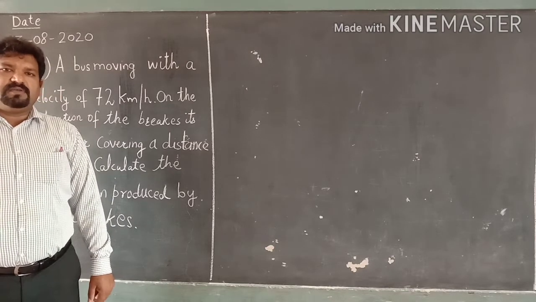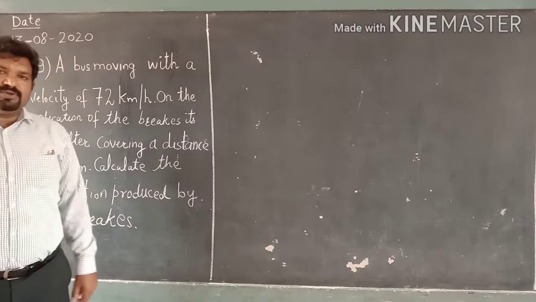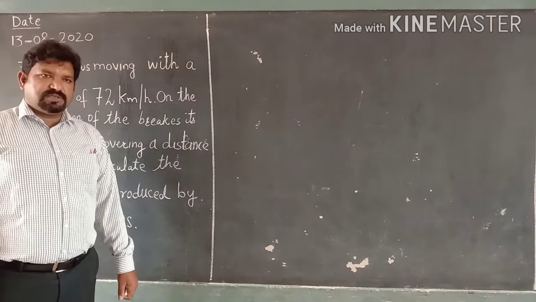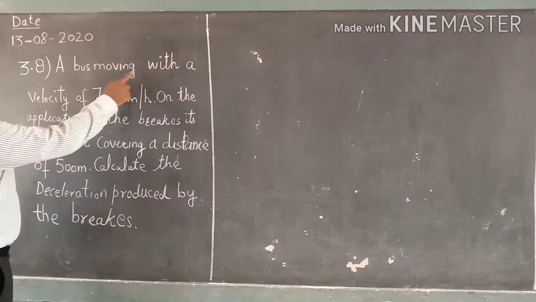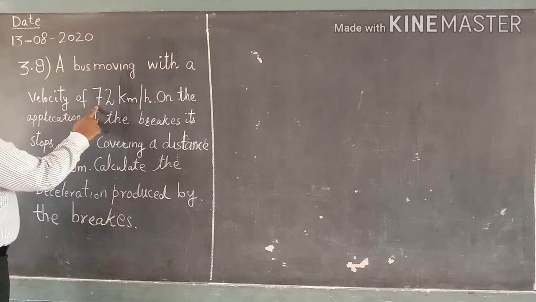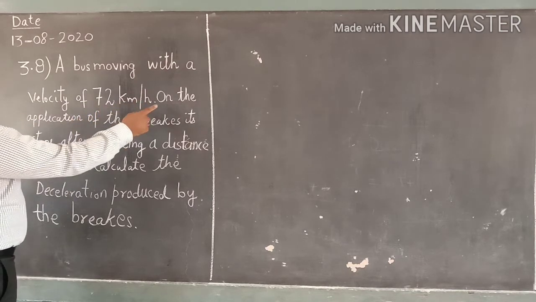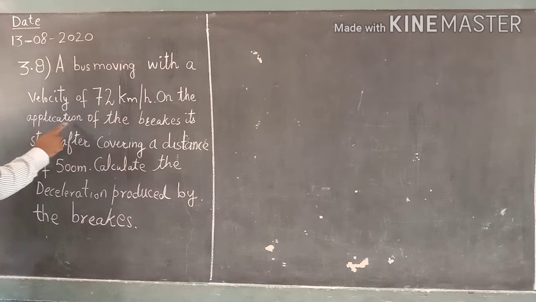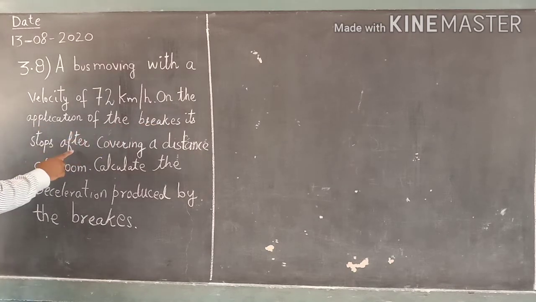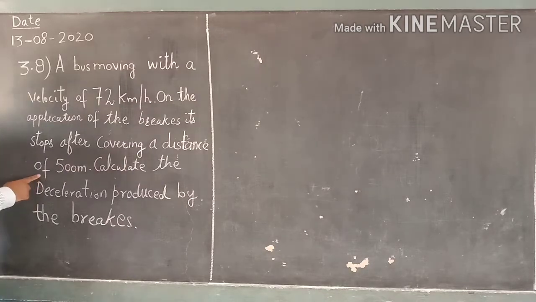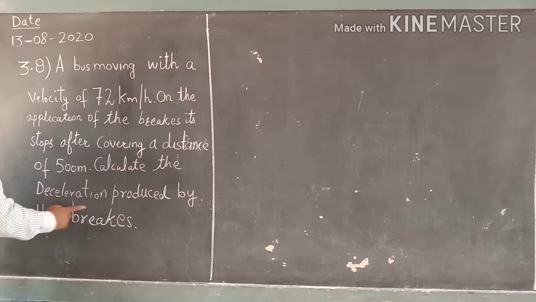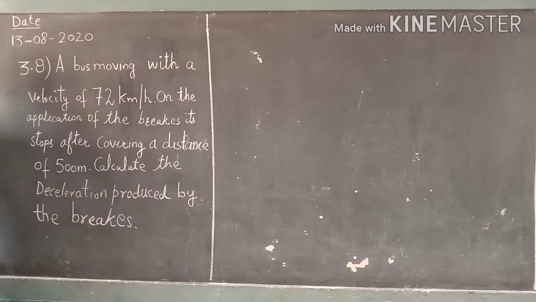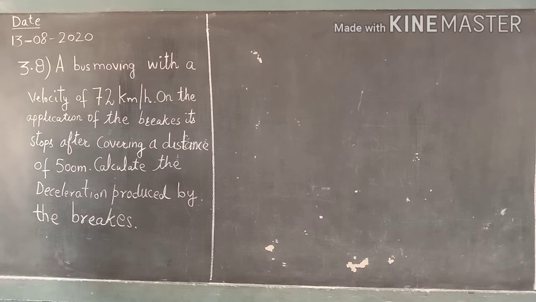Students, now we will solve the numerical by using the third equation of motion. A bus is moving with a velocity of 72 km per hour. On the application of the brakes, it stops after covering a distance of 500 meters. Calculate the deceleration produced by the brakes. So students, first of all we will write the data from this numerical.